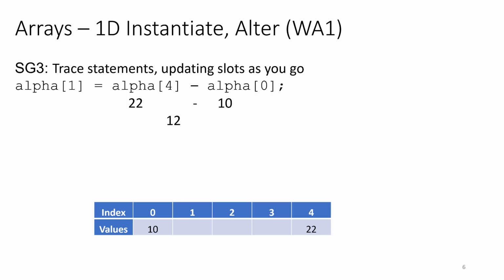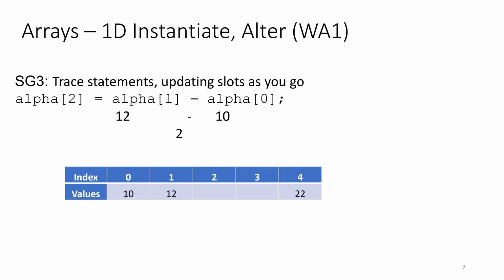Now let's look at the next statement. Alpha sub 1 is equal to alpha sub 4 minus alpha sub 0. First, we look at alpha sub 4 and see that the value is 22. Then we look at alpha sub 0 and see that the value is 10. So now we have the statement alpha sub 1 is equal to 22 minus 10, or alpha sub 1 is assigned the value 12.